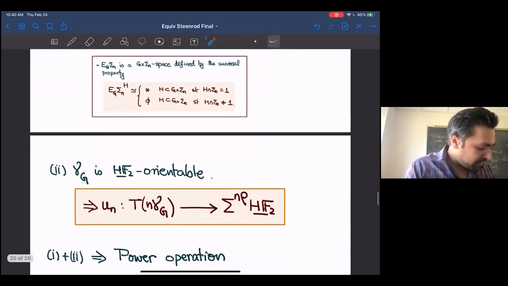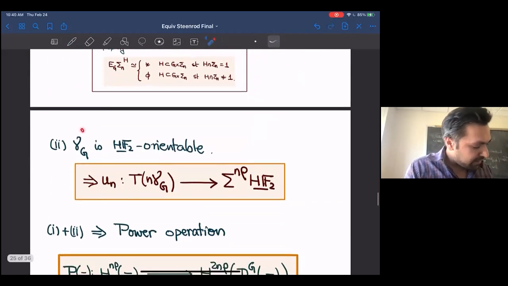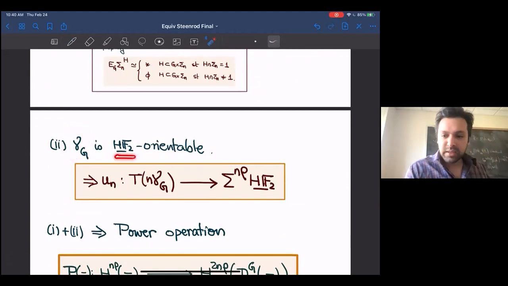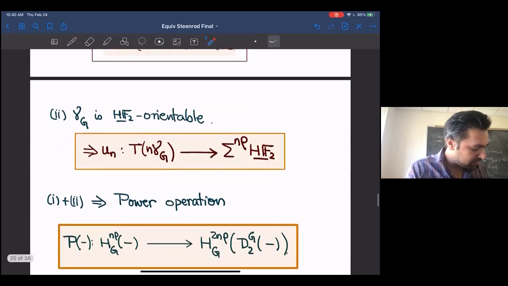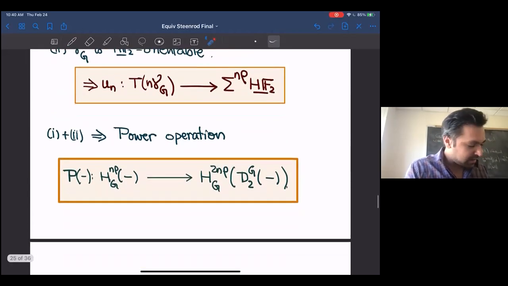And the second fact, which I already discussed, is that this bundle that I constructed, gamma g, is HF2 underline orientable. So then the second fact is going to give you a Thom class from the Thom space of n gamma g to sigma n rho of HF2. And just by following a diagram very similar to the classical case, you're going to have a power operation construction.